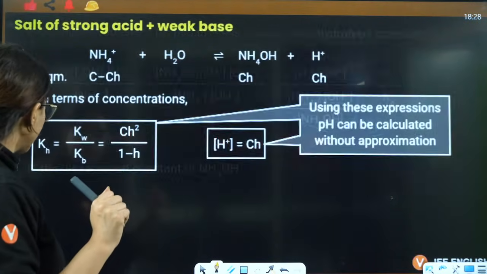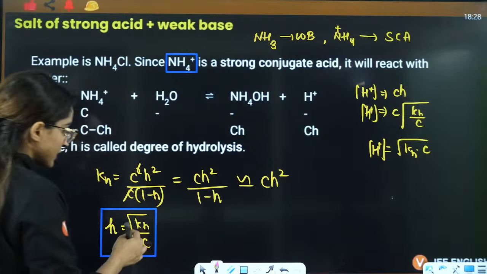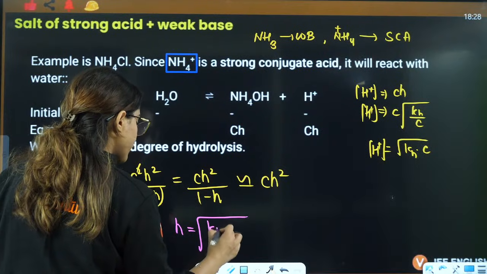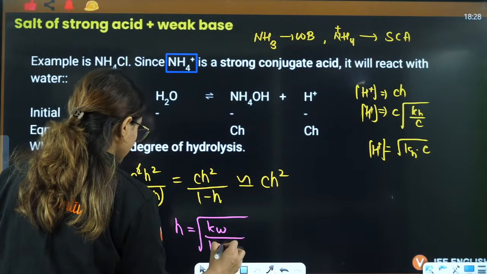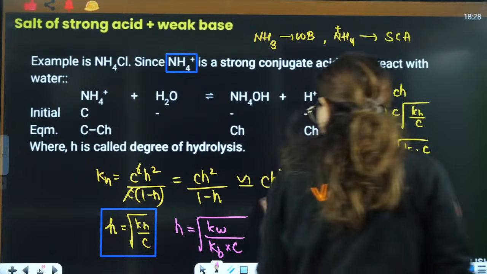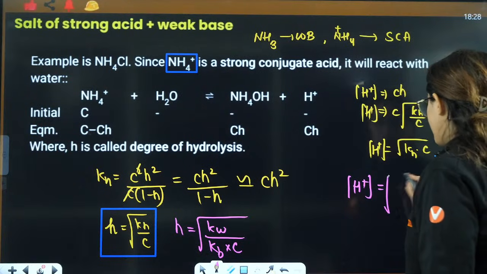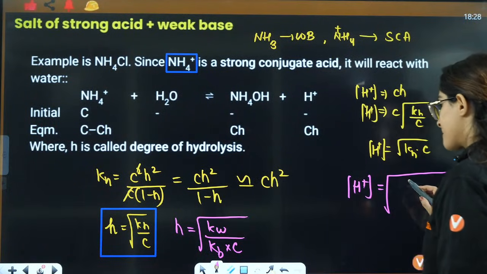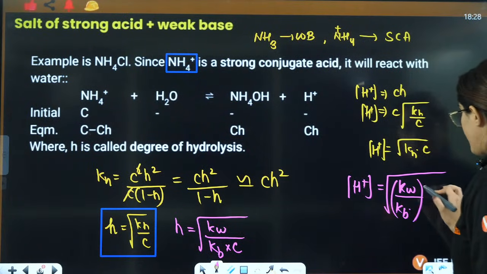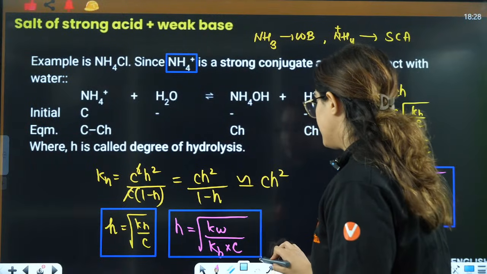So can you solve the value of this? Here I'll also write the value of H positive. H positive is nothing but it is under root of Kh by C. So h is going to be under root of Kw by Kb multiplied by C, right? Here you can write the H positive concentration as Kh into C. So Kh is nothing but Kw by Kb multiplied by C. That is the value of H positive in terms of Kw and Kb, right?